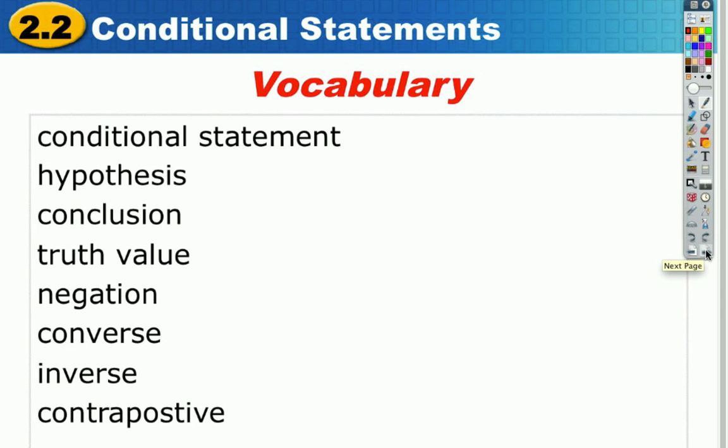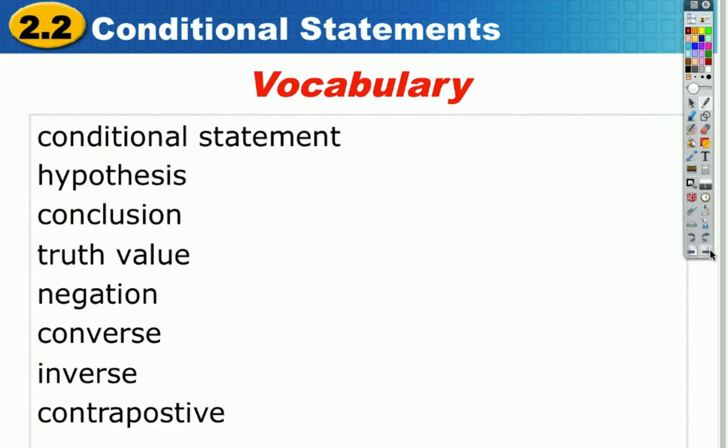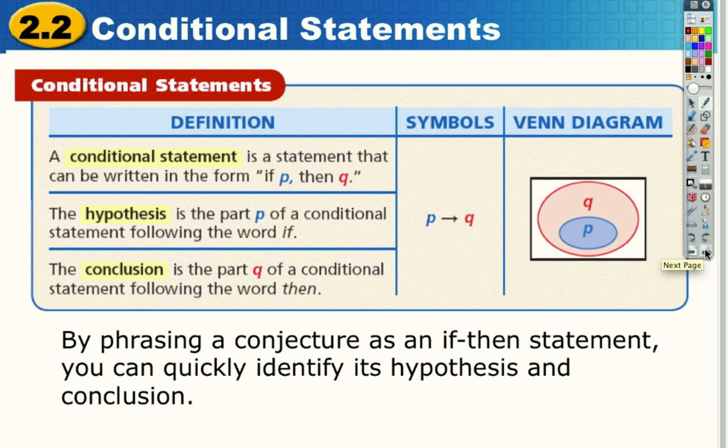So, the vocabulary you're going to hear, the first 4 terms we're going to use a bunch of times today: conditional statement, hypothesis, conclusion, and truth value. Negation, converse, inverse, and contrapositive will come next time. So, what is a conditional statement? What's the hypothesis? And what's the conclusion?